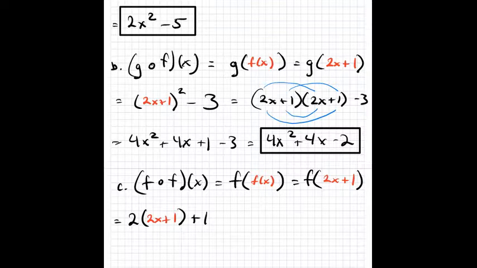Okay, so let's keep going. We're almost done with this example. Here we can distribute this 2, and then we'll get 4x plus 2 plus 1, 4x plus 3. All right. The second function inside the first function.